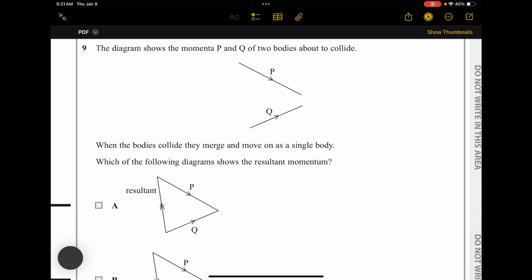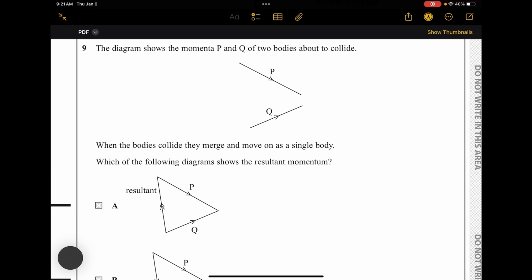Alright guys, so our first question is question number 9 from January 2020, which is a difficult question regarding vectors. This type of question is really common in our exams, and these types of questions are a bit difficult, so let's solve it right now.